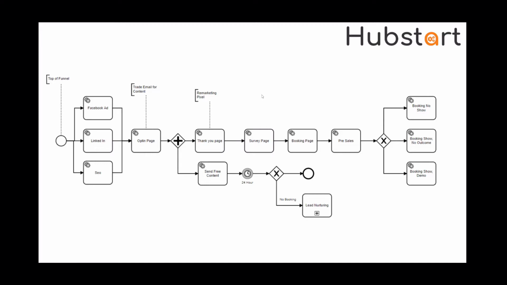And in this case, we're going into a decision, a parallel process. What we're going to do is send them the free content and wait for 24 hours. If nothing has happened, if we don't have a booking in 24 hours, we're going to move them on to lead nurturing. We're going to get them more into the educational phase about our product, what we're selling, and what the transformation is for each of these stages of the journey. So this is going to be the start of the process model if they haven't created a meeting.